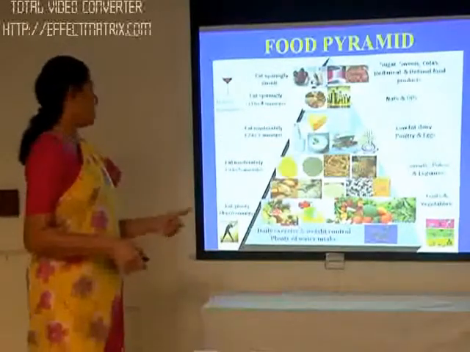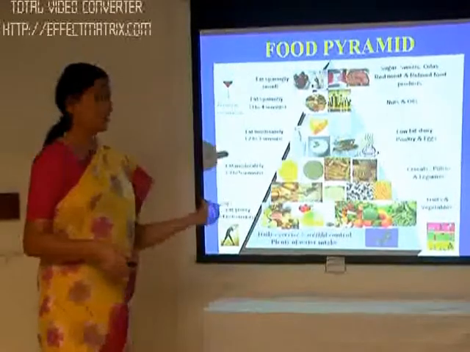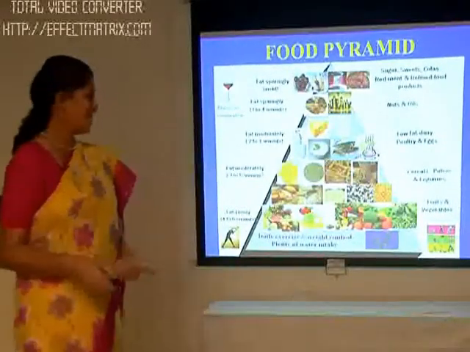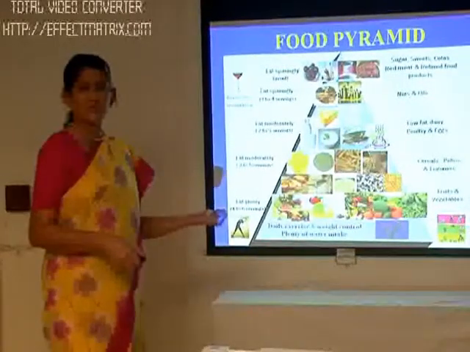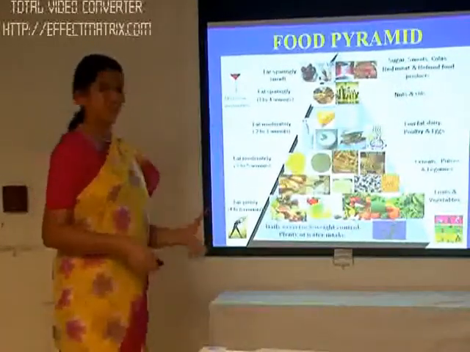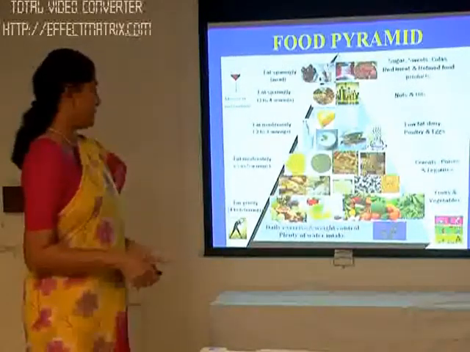Then we go over to the third group, that is your cereals and pulses. Cereals and pulses give you both carbohydrate and protein, whereas vegetables will not give you protein but only carbohydrate, fiber and other vitamins and minerals.